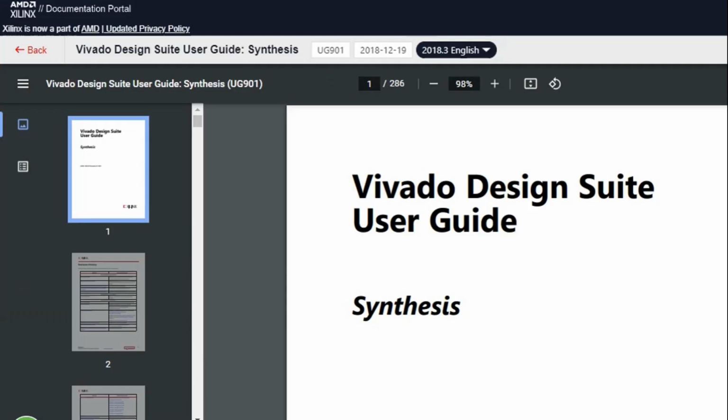Friends, those who want to know which document refers to such design guidelines, I am referring to UG901. The title is Vivado Design Suite User Guide, which provides synthesis-related design guidelines.